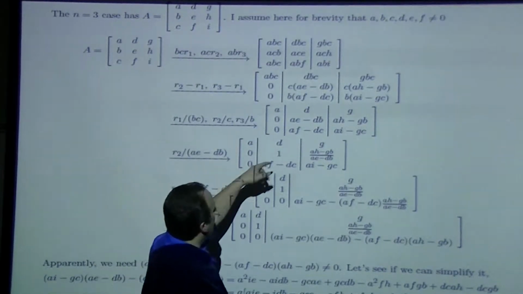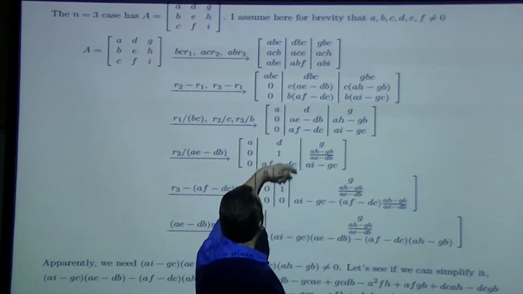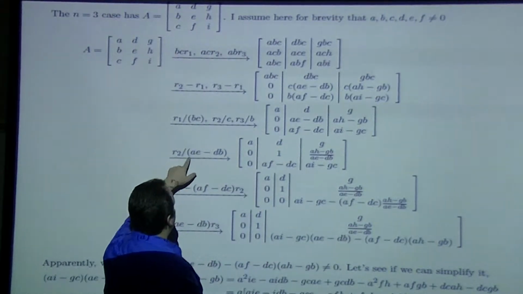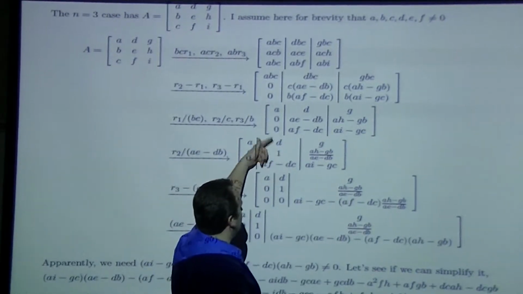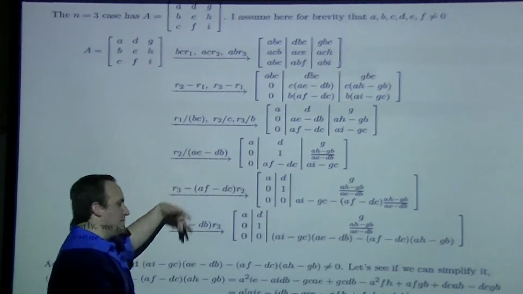And then I do the row reductions. Then I've got this. I divide by AE minus BB, assuming that's non-zero. That gets me a 1 that can clear these things out. And I just do row reduction, all right?